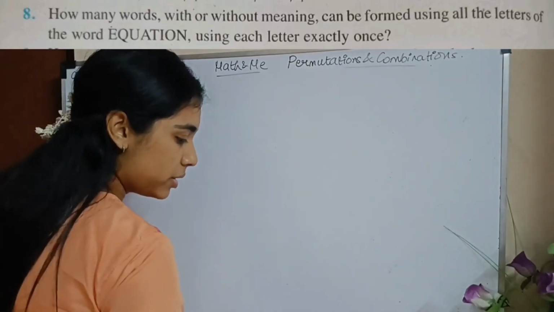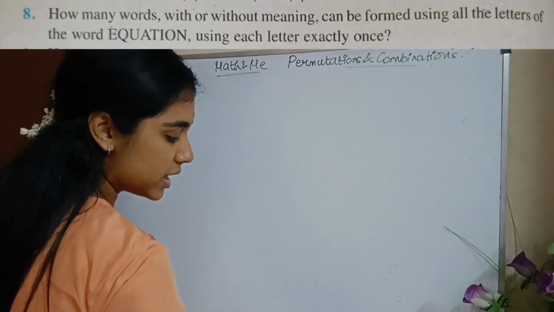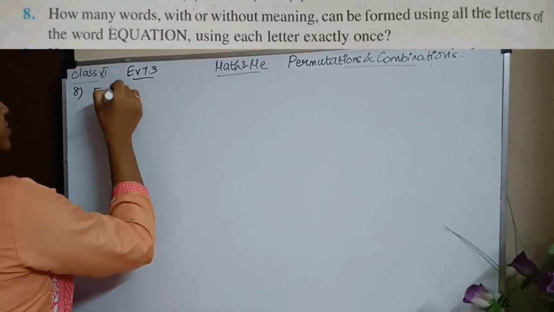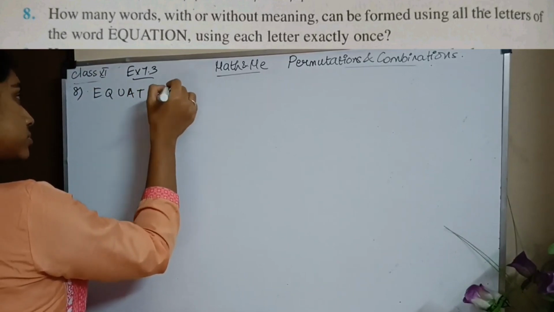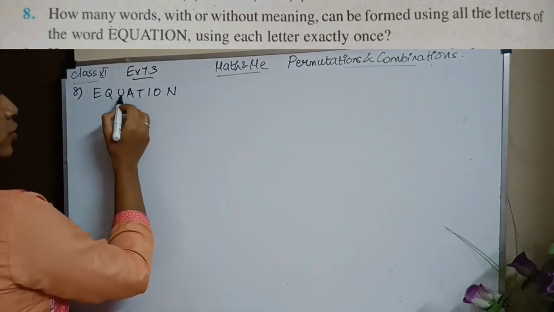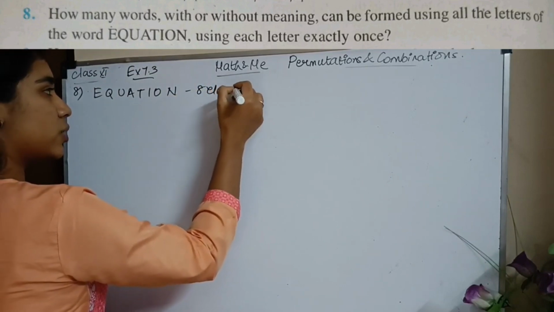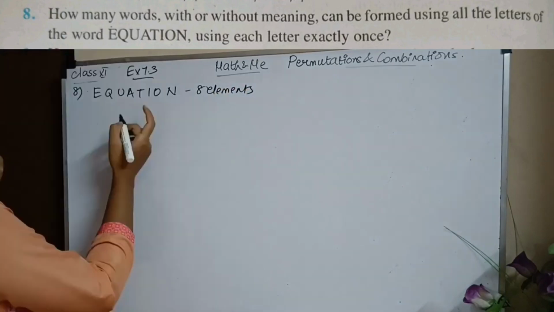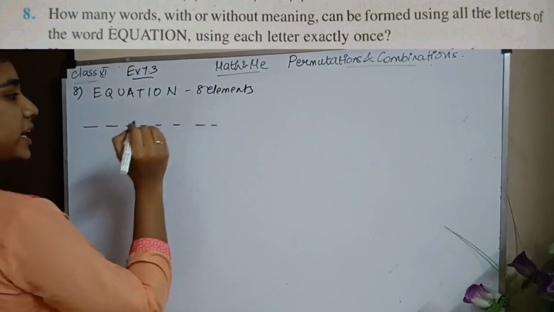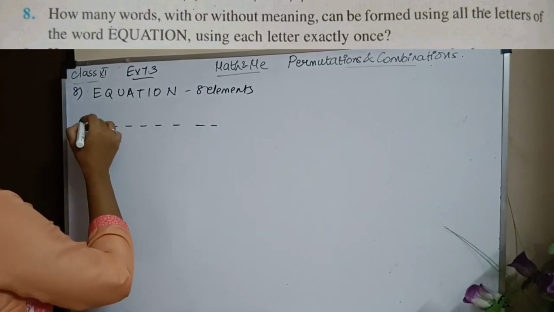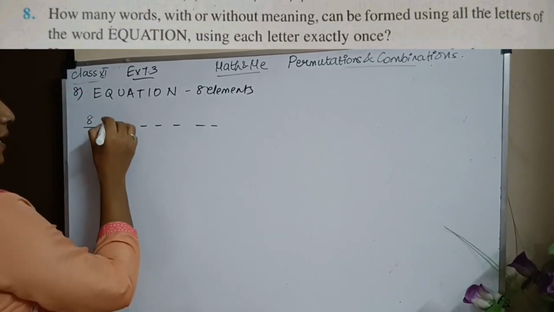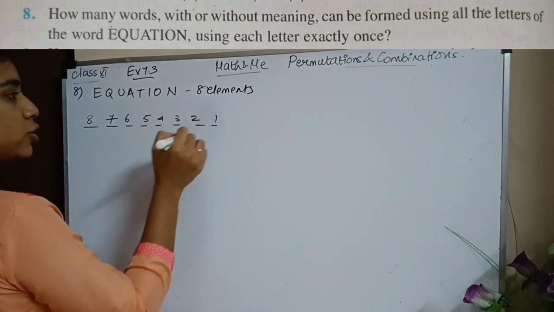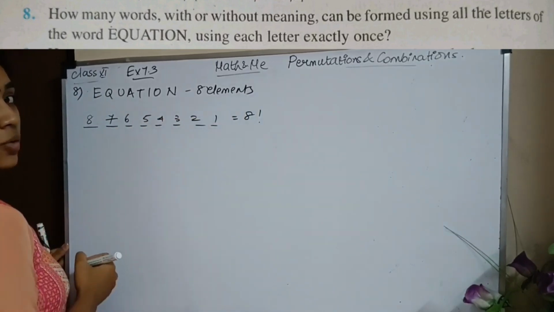Question number 8: how many words with or without meaning can be formed using the letters of the word EQUATION, using each letter exactly once? So how many elements do I have? 1, 2, 3, 4, 5, 6, 7, 8 elements. Is there any repetition? No, there is no repetition. So I have 8 places. I can have 8 options for my first place, 7 for my next place, 6, 5, 4, 3, 2, 1.